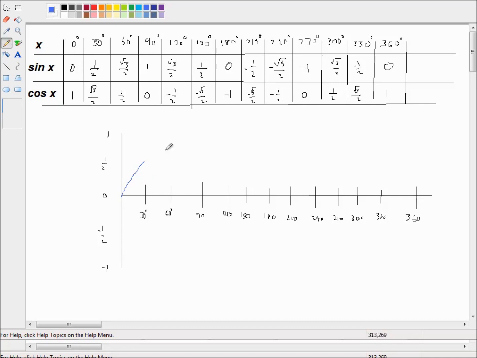Well, that's going to be bigger than a half and smaller than 1, because root 3 is bigger than 1 and smaller than 2. And I know that because 2 squared is 4. So this is going to come somewhere between the half and the 1. So at 60, I'm going to put it closer to the 1 than the half and join that up. And then at 90 degrees we're looking at 1.